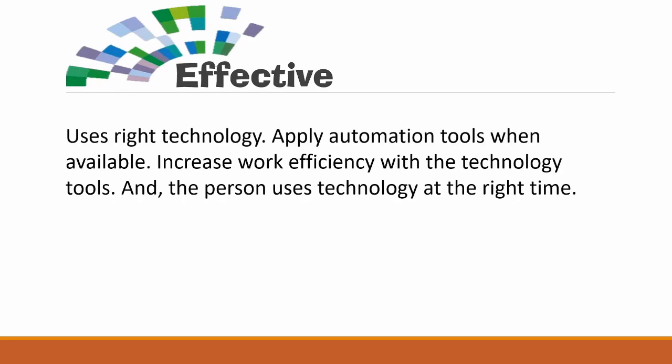Then, the second one is effective. So, effective, this is the use right technology, apply automation, tools when available. So, magiging effective lang siya kung ginagamit mo siya. Lalo na kung yun lang yung available na technology. It increases work efficiency with the technology tools. And the person uses technology at the right time. So, ibig sabihin, ang person na yun or ang tao na yun yung makagamit lang ng technology sa kung anong oras niya lang kailangan yung gamit. So, that is the effective way.